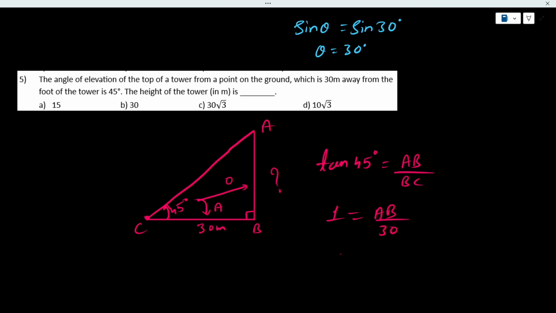Remember tan 45 is always 1. So the values are going to be equal, right? Whenever there is a tan 45 degree, it is going to be an isosceles triangle because the other angle is also 45 degrees. So what is my height of the tower here? 30 meter. Now this is a subjective question. This kind of question can be a 2 marker question.